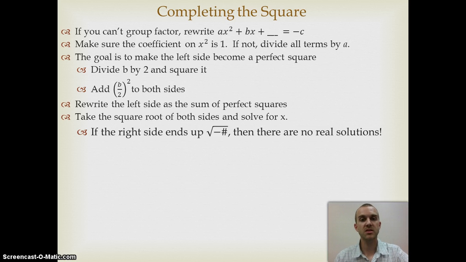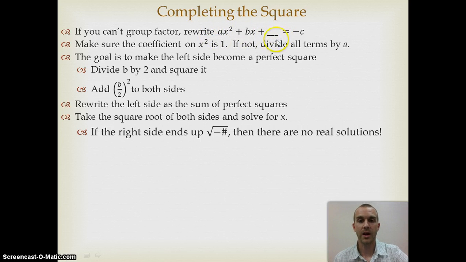So if I need to complete the square, I'm first going to rewrite my equation so that I move the c value to the other side, and I'm going to leave a blank there. If I have to, I'm going to divide everything by the a term so that this is 1x squared. That's important. It has to be 1x squared for this to work, because the idea of what I want to do is turn this term into a perfect square.